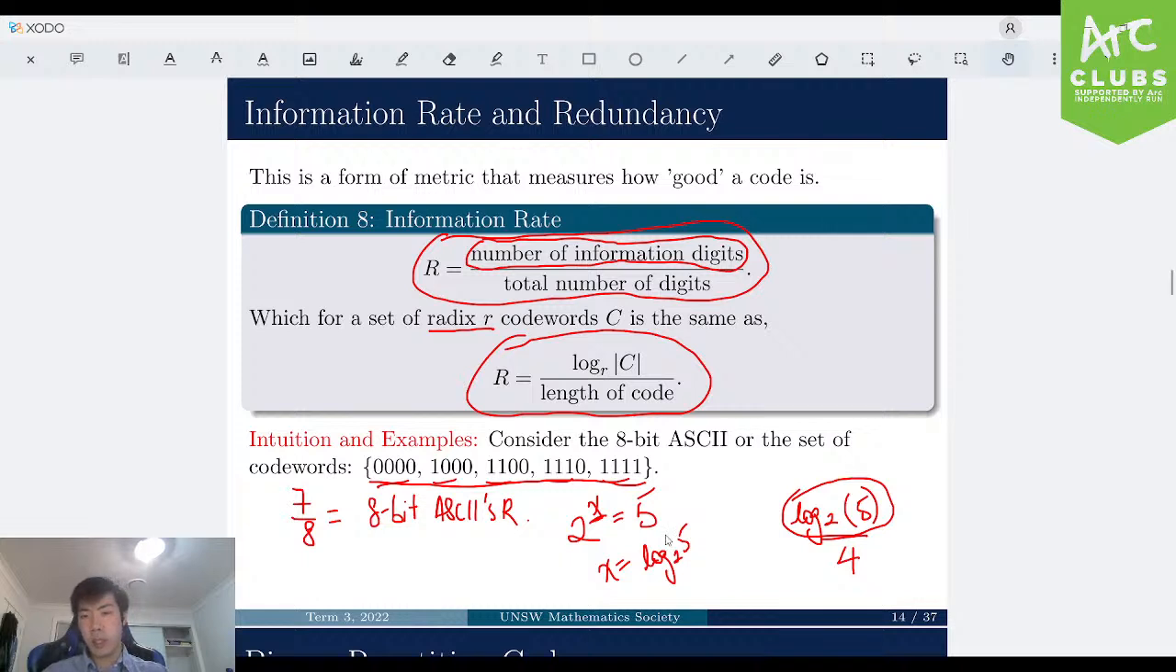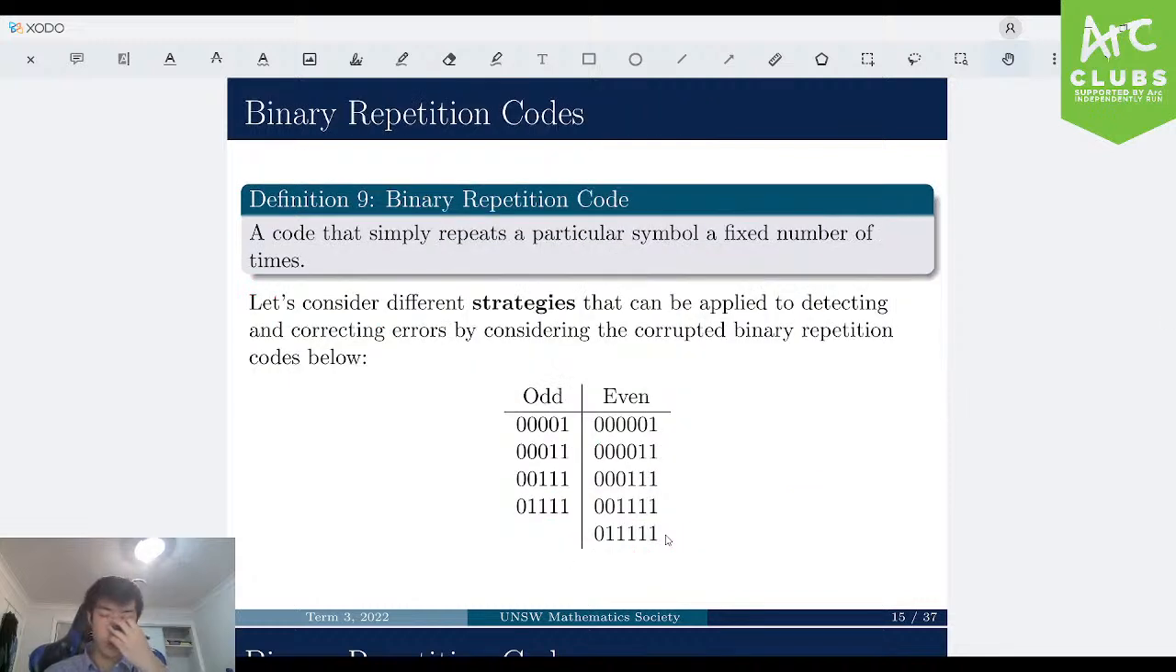All right. Let's move on to the next slide. So that was information rate. Here is where we get first introduced to our first code that has some error detection, and the different strategies that we can use on what we wish to detect and correct. A binary repetition code is simply a code that repeats a particular symbol a fixed number of times. Sorry, these are not examples, these are strategies.